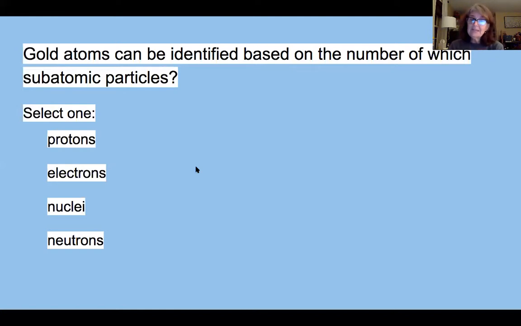Gold atoms can be identified based on the number of which subatomic particle? Give you a chance to think about this. I mentioned earlier the way we know something is nitrogen is by the number of, the answer is protons. That smaller number in the periodic table is the number of protons. Nitrogen has 7. If you are a nitrogen atom, you have 7. If you don't have 7, you are not a nitrogen atom.